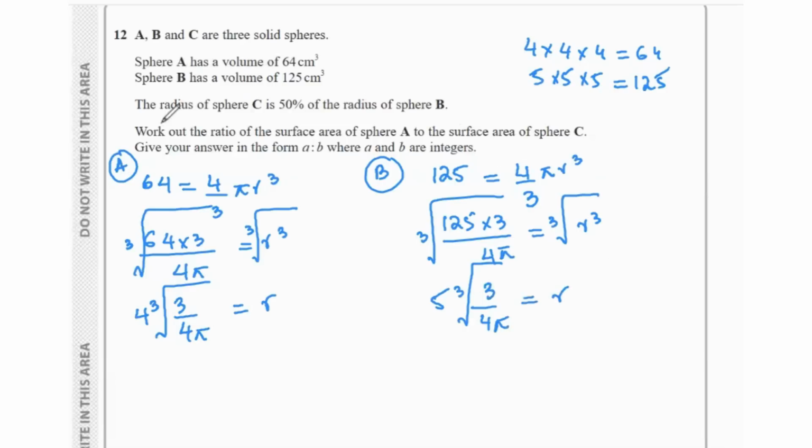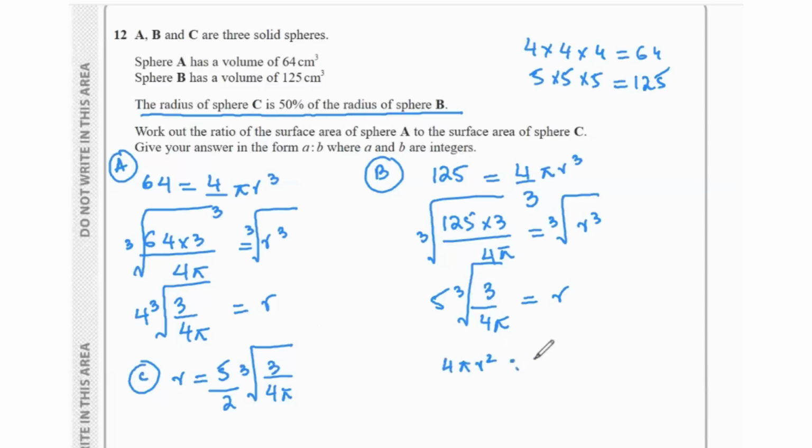Now, the question said that the radius of sphere C is 50% of the radius of sphere B. So if this is the radius for sphere B, sphere C would be half of it, so 5 over 2 times cube root of 3 over 4 pi. We just times this by 1 over 2, so that's why it's 5 over 2. So we have to work out the ratio of the surface area of sphere A to the surface area of sphere C. Surface area is the formula of 4 pi r square.